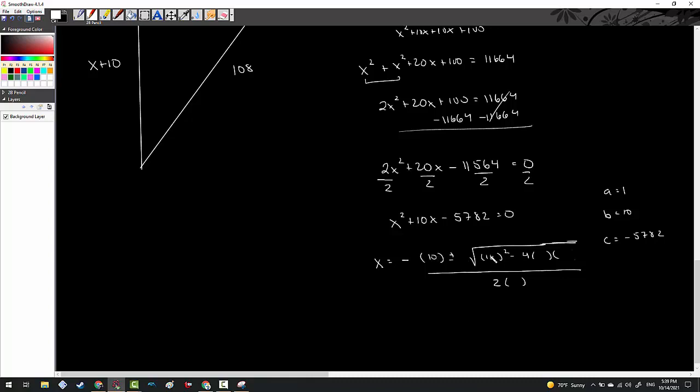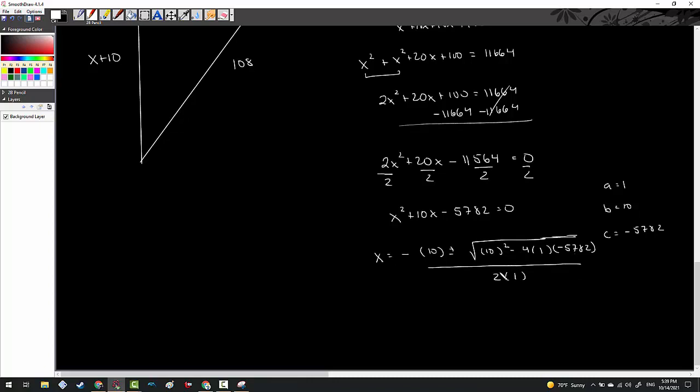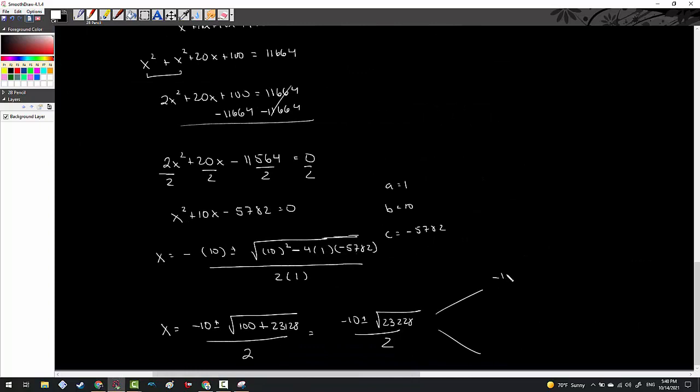So let's plug the stuff in. Again, the quadratic formula is pretty simple. As long as you know the formula, you just plug the stuff in. So x is going to equal negative 10 plus or minus the square root of 100. Be careful, this is a negative 4 times negative 5782, which is going to become a positive 23,128, all over 2. And then that's going to be negative 10 plus or minus the square root of 23,228 over 2. And now I will go ahead and split my answers up. So negative 10 plus the square root of 23,228 over 2, and negative 10 minus the square root of 23,228 over 2. Now, let's go ahead and decimalize these answers here. So this one is 71.20, and this is negative 81.20.